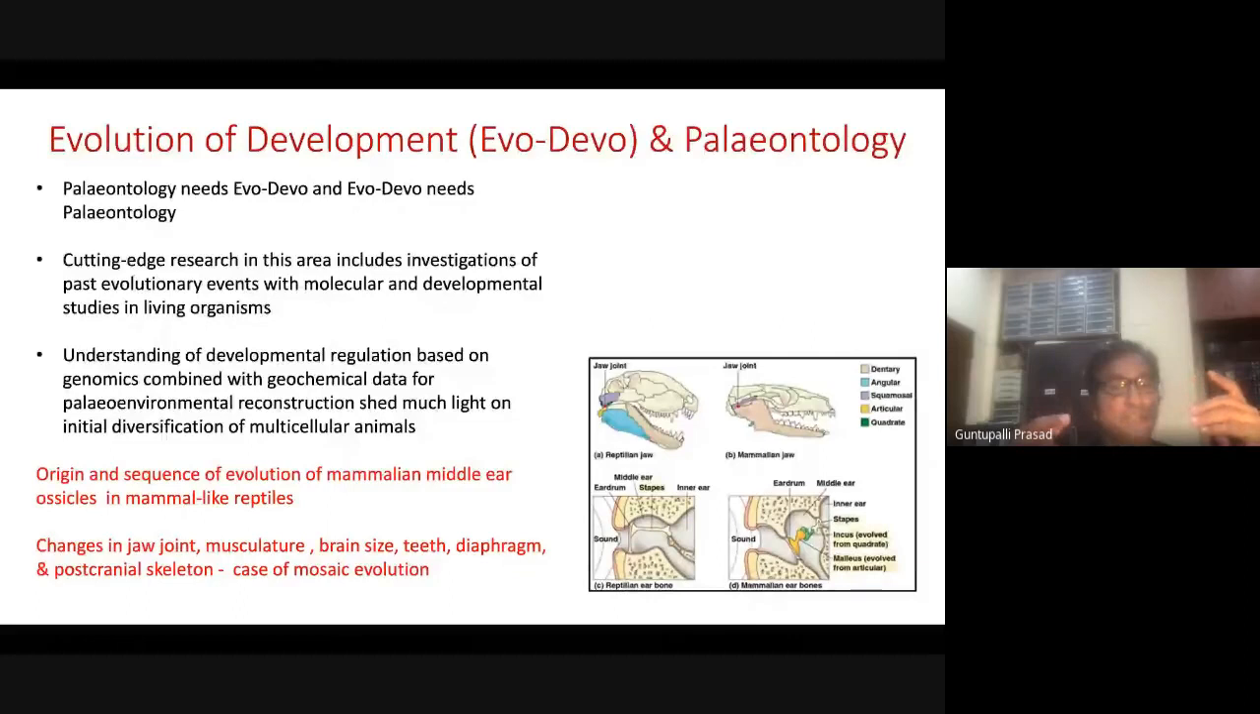So here we are using the genetic sequences of the developmental genes and trying to understand how a certain feature has evolved through time and what are the genes responsible for these evolutionary changes. And in fact, we can see that this has been observed in the transformation of the reptilian bones into ear ossicles of the mammals. So these are the two bones.